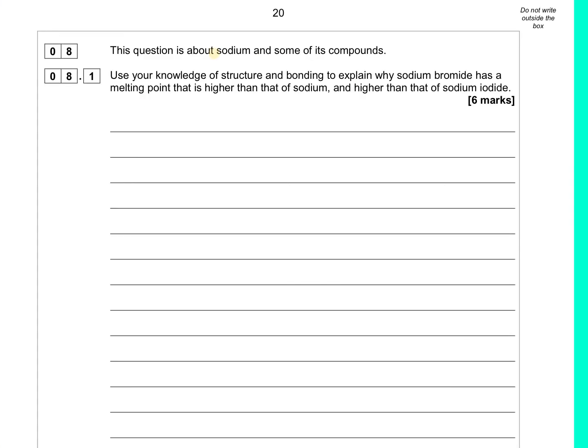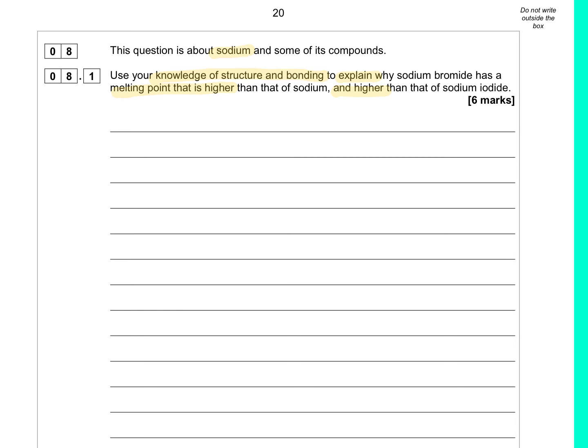So question 8 is a 6-mark level of response question about structure and bonding. The key to these questions is working out, so you know there's going to be 3 things you have to do on the mark scheme, and it's about the detail you put into those 3 things. So it's using the question to work out what those 3 things are. So it tells us you need to use your knowledge of structure and bonding to explain why sodium bromide has a melting point that is higher than that of sodium and higher than that of sodium iodide.